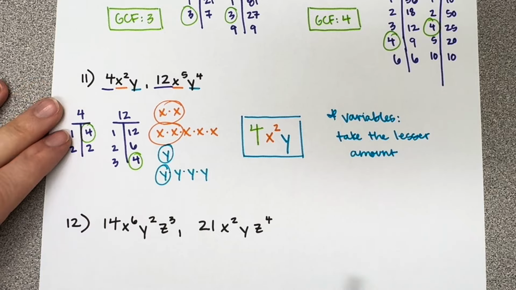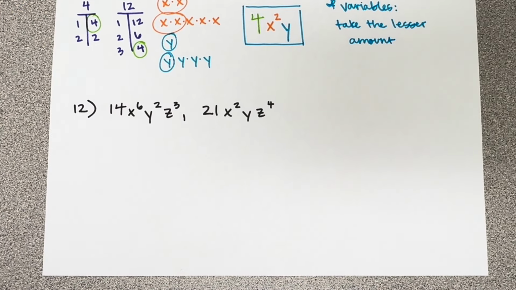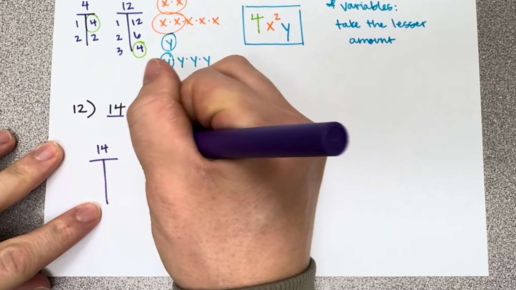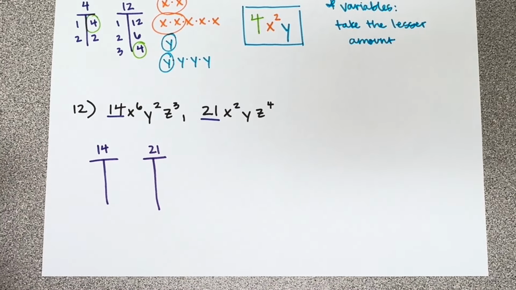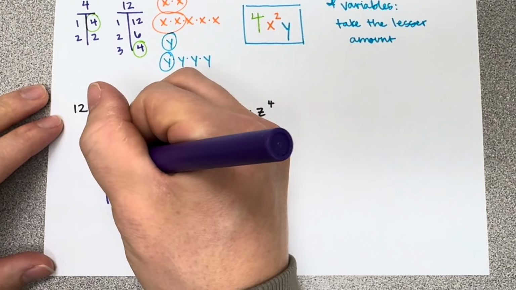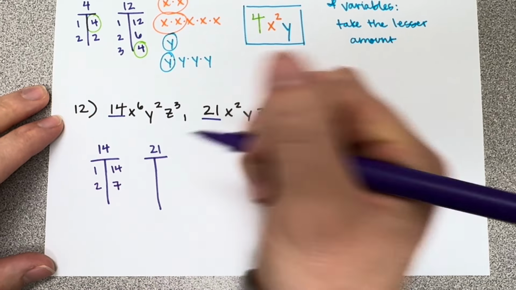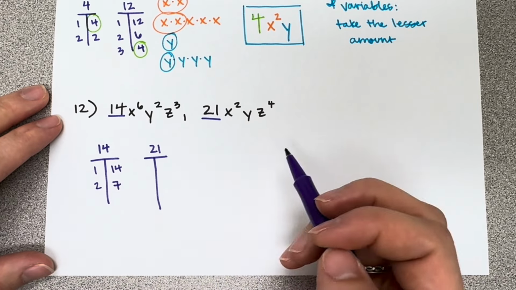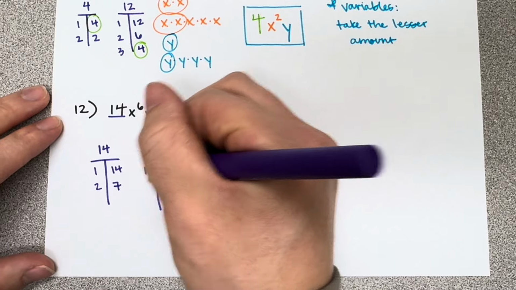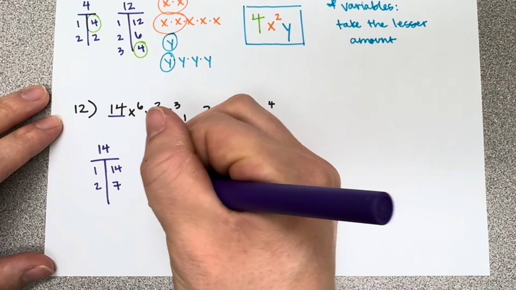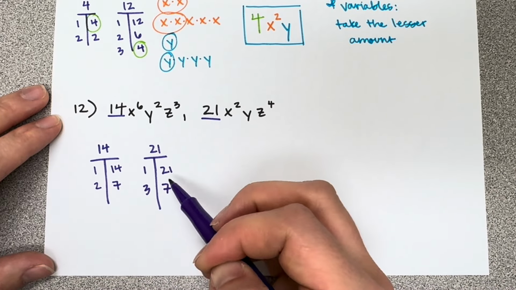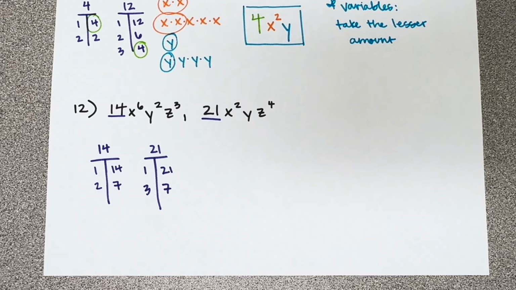Beautiful. Okay, so let's try that one more time. Okay, so again, I'm just going to start with my coefficients, 14 and 21. Okay, let's give ourselves our t-charts to find the greatest common factor. 14, 1 times 14, 2 times 7. 3, no, 4, no, 5, no, 6, no, 7, yes, we already have it, so we're done. 21, 1 times 21, 2, no, 3, yes, 3 times 7. 4, no, 5, no, 6, no, 7, yes, we already have it, so we are done.